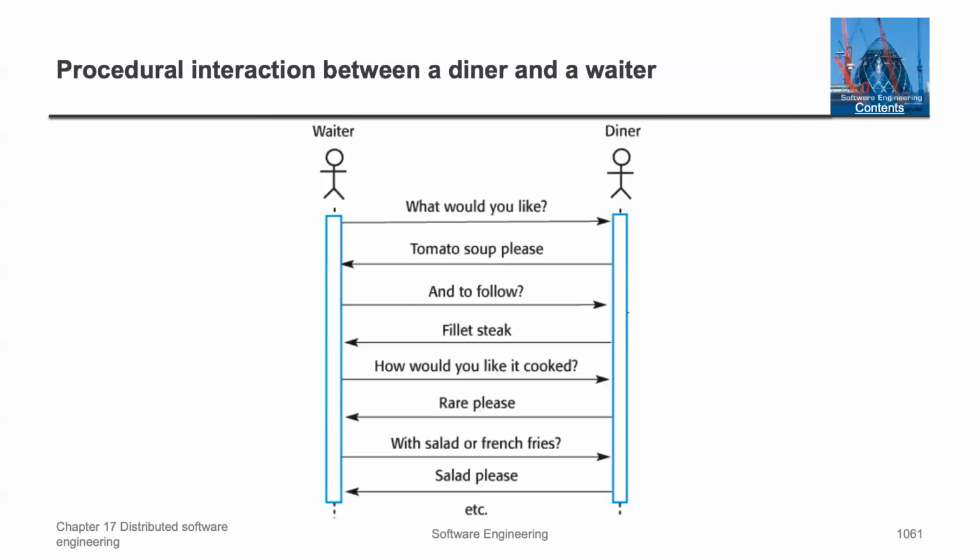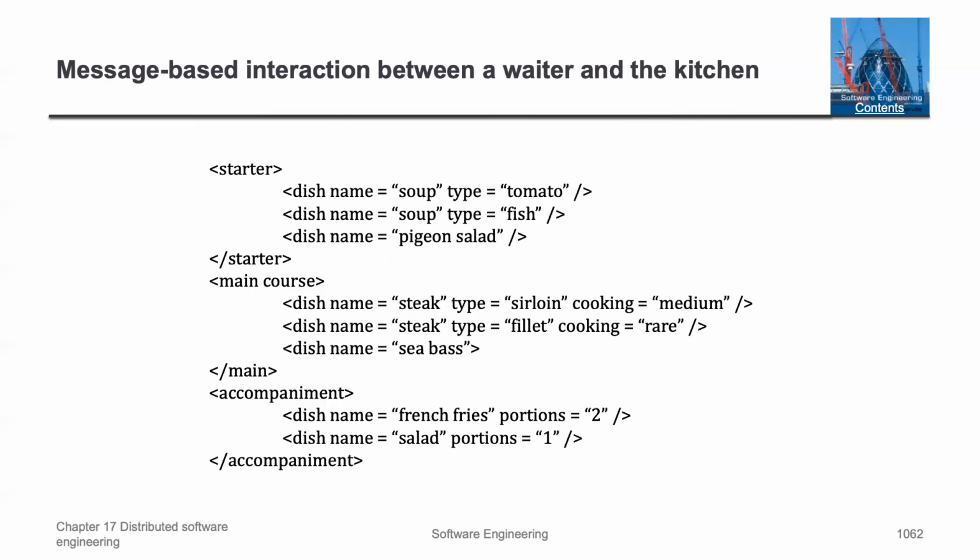So here's an illustration of an activity diagram of procedural interaction between a diner and a waiter. You probably are familiar with this kind of transaction, but putting it into this UML diagram might be useful to get some perspective on that. So here is a different way of showing that in terms of a message-based interaction between a waiter and the kitchen. And here are the kinds of things that would be communicated between the two parties.